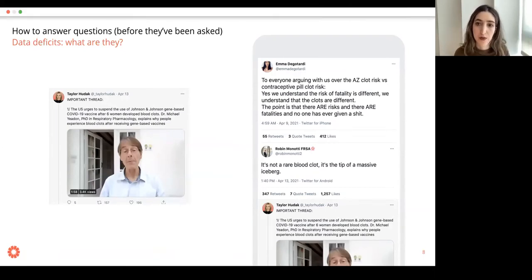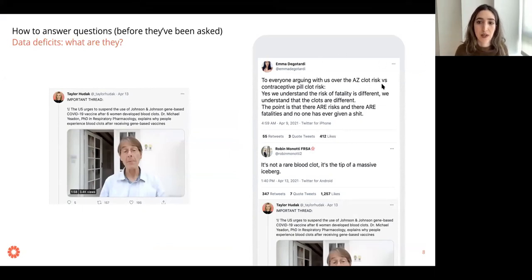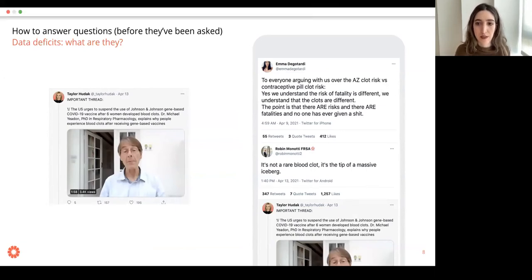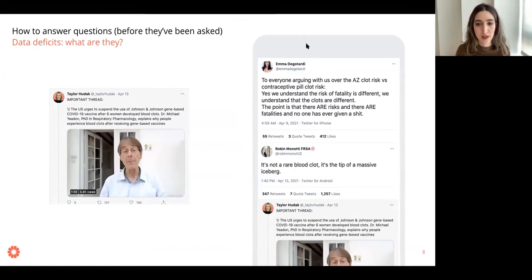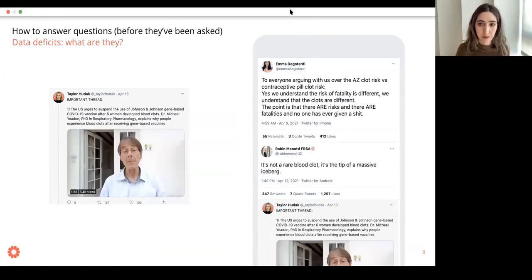This user, Emma, says, "To everyone arguing with us over the AstraZeneca clot risk versus contraceptive pill clot risk, yes, we understand the risk of fatality is different. We understand that the clots are different. The point is there are risks." Right. So there's been this discourse comparing clot risk of the vaccine to clot risk for contraceptives, and the effect of the vaccine on women and what that means for women.